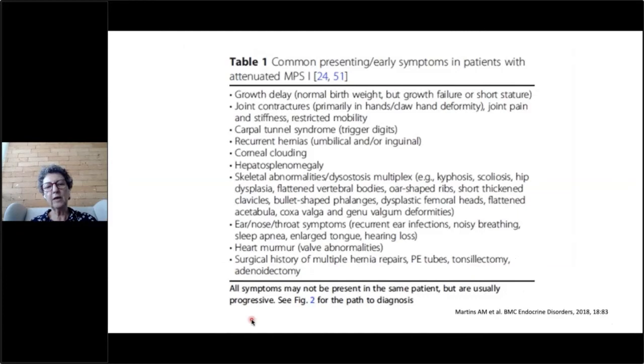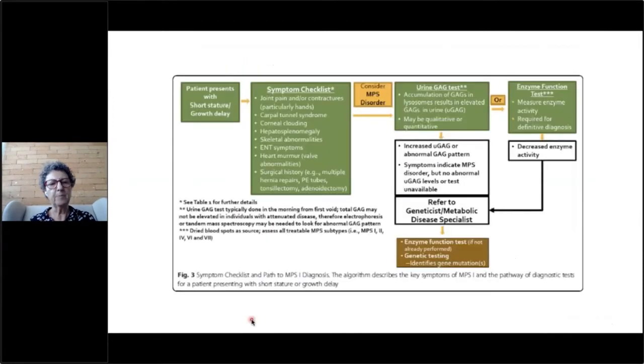Then you can have otitis media that starts at 2 or 3 months of age, hepatosplenomegaly, and corneal clouding. It's enough to think of, to remember, the diagnosis of mucopolysaccharidosis. Okay, if 1 or 2 or 3 are together, we can have the suspicion of MPS I.